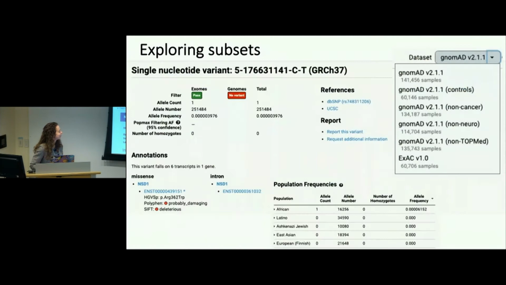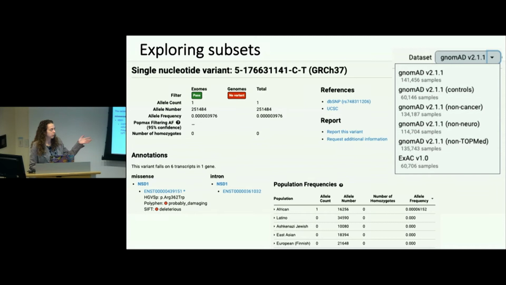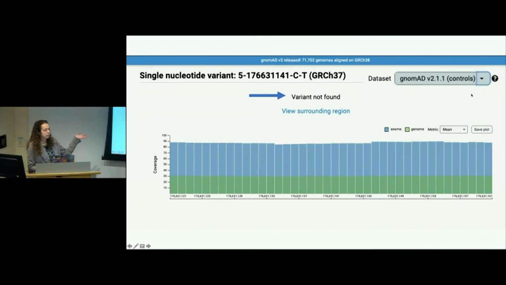So I have this one individual, what's going on with them? I can ask questions about whether they are a control in a study that was included in gnomAD. So that's the first question I wanted to ask. I just pick the controls from the subset menu, and I click on that, and it takes me to this page that says variant not found. So this individual who has this variant is not in the control subset.